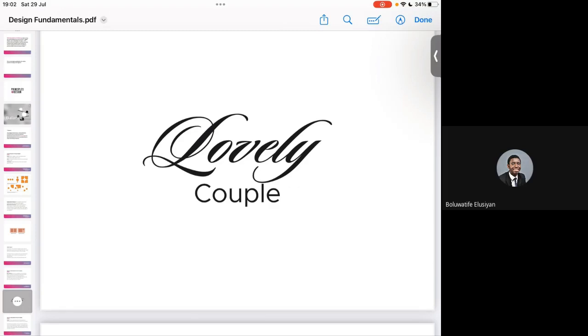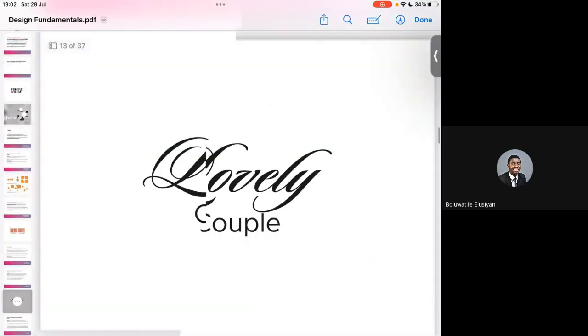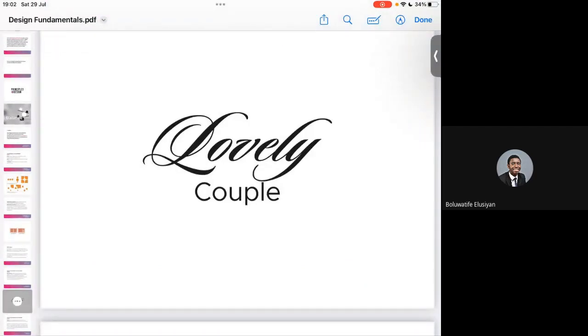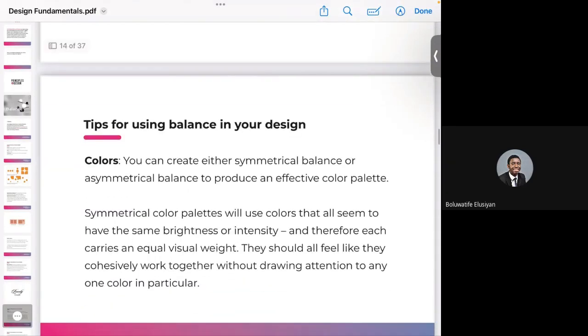So then for balance, like they said in the write-up, using the dominant font which draws attention and a more subtle font gives us an asymmetrical balance. So we're not using the same font, and we can easily read the design, and we love the design when we see it. That's balance. So now let's move on.